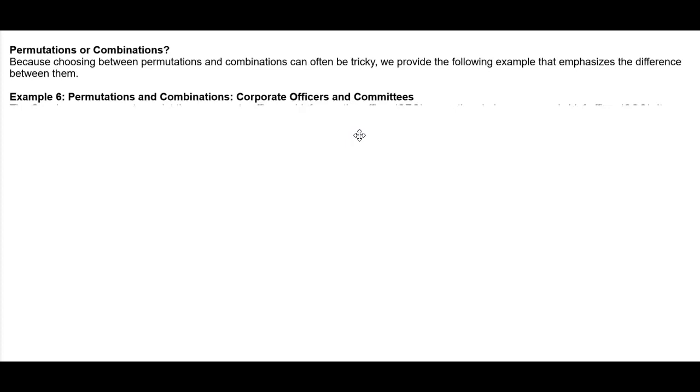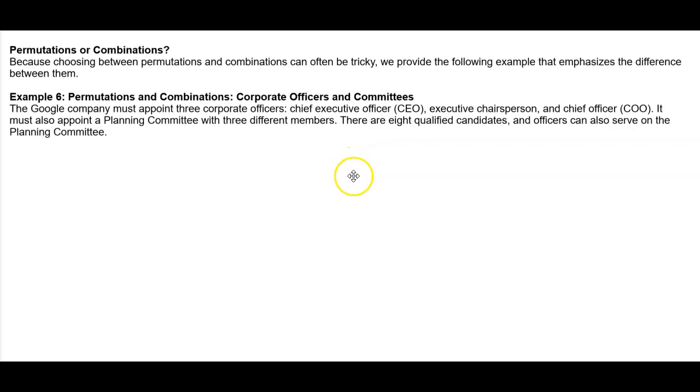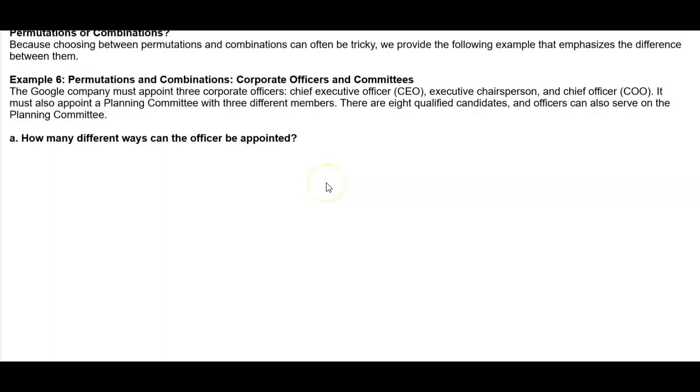Corporate officers and committees. Now, the Google company must appoint 3 corporate officers: a chief executive officer, CEO, an executive chairperson, and a chief operating officer, COO. It must also appoint a planning committee with 3 different members. There are 8 qualified candidates, and officers can also serve on the planning committee. For part A, it says, how many different ways can the officers be appointed?